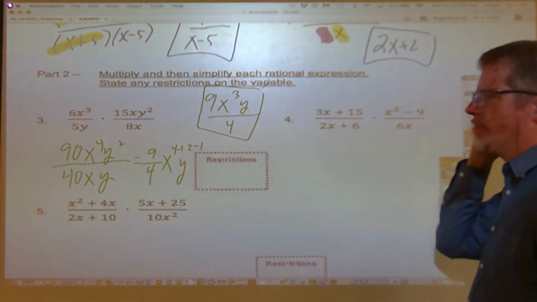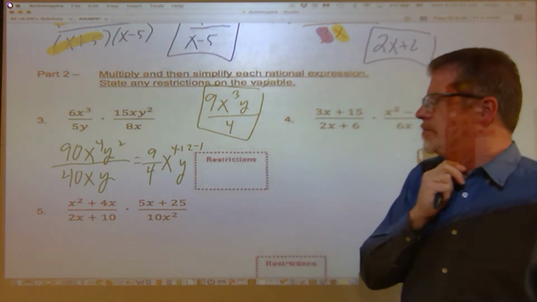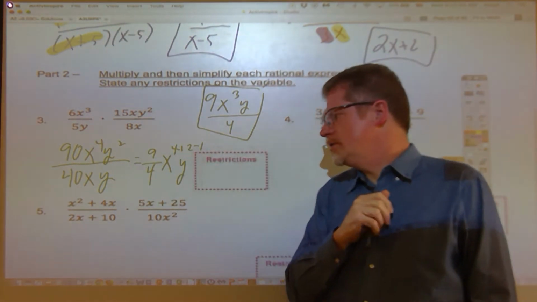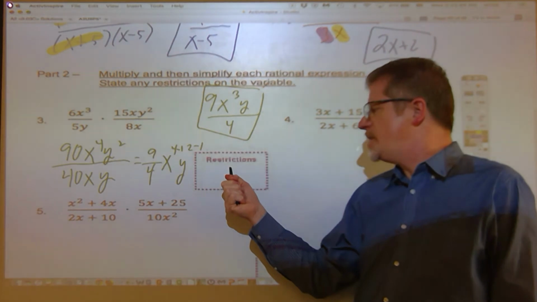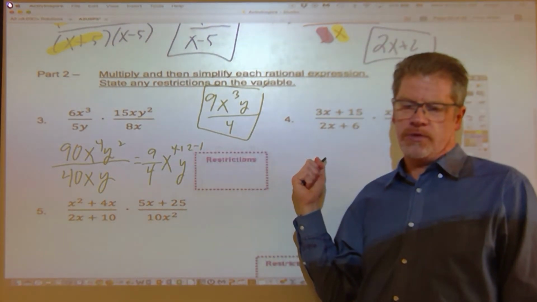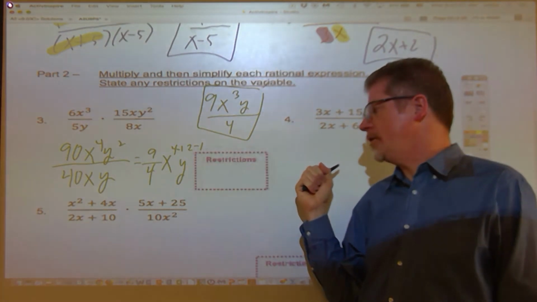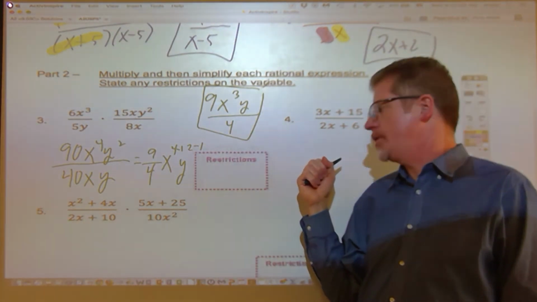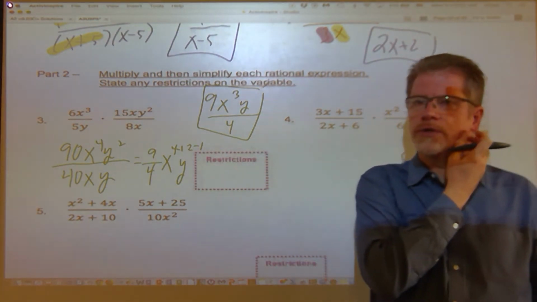What is the list of restrictions? Please raise your hand if you have a restriction that you believe should be included in the purple box. Turn your paper. All right, let's go with Imani. What's a restriction you think we should include?